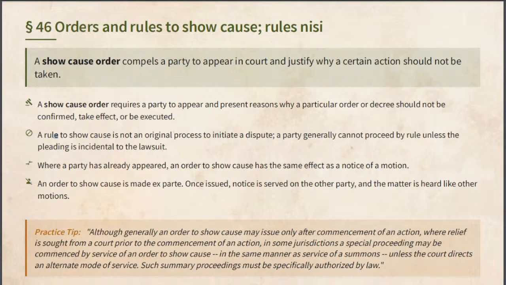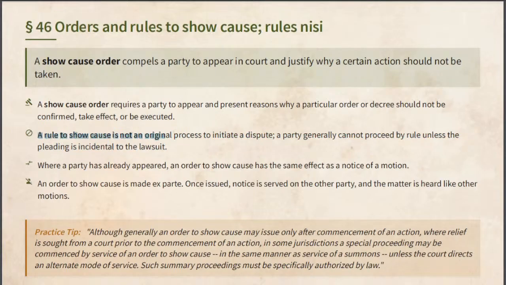And then this takes us into a whole another realm along with subpoena duces tecum and things like that. So a show cause order requires a party to appear and present reasons why a particular order or decree should not be confirmed, take effect, or be executed. A rule to show cause is not an original process to initiate a dispute. A party generally cannot proceed by rule unless the pleading is incidental to the lawsuit. So that's an interesting one right there.